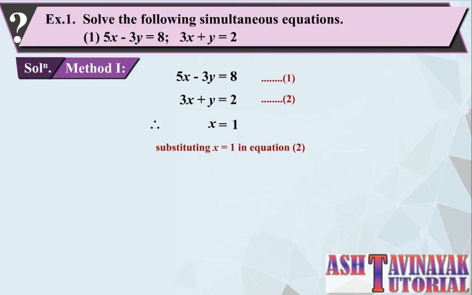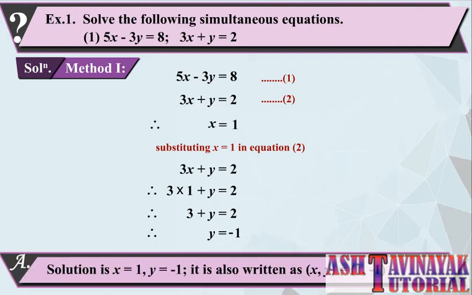Substituting x = 1 in equation 2, 3x + y = 2. Therefore, 3 multiplied by 1 + y = 2. Therefore, 3 + y = 2. Therefore, y = -1. Solution is x = 1, y = -1. It is also written as (x, y) = (1, -1).